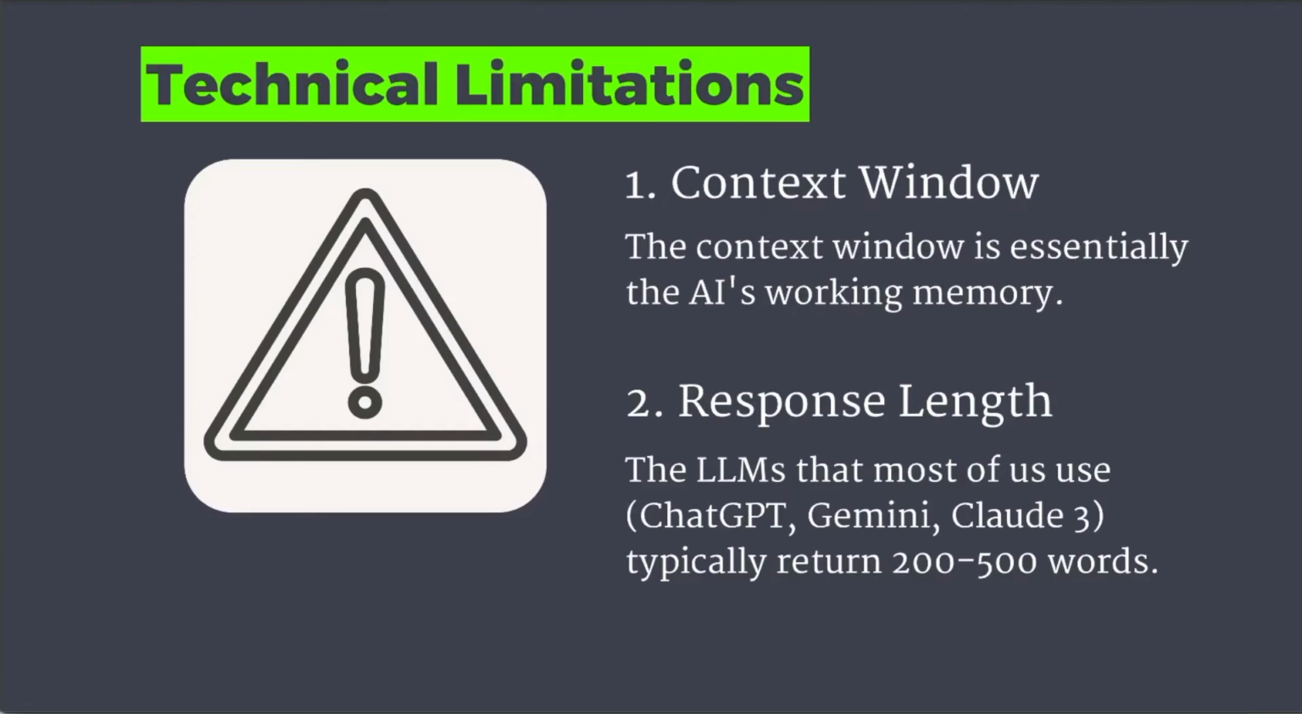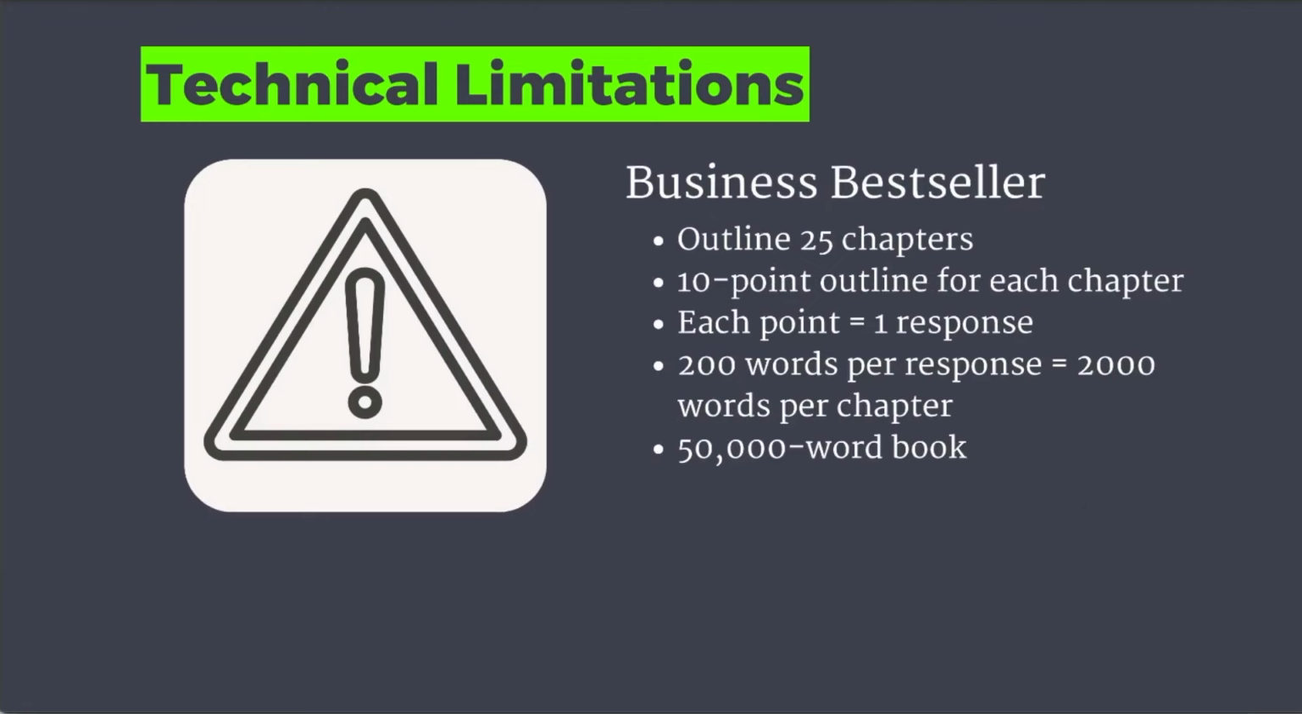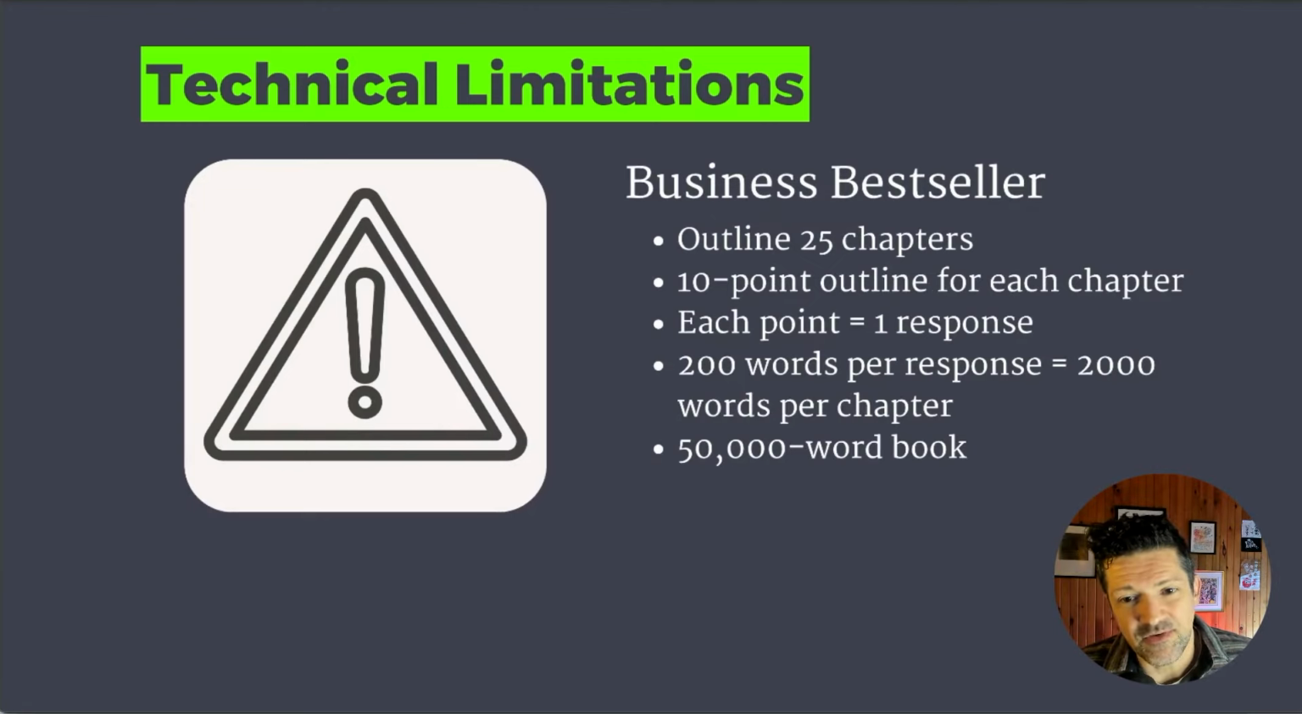Okay, so that was looking at everything from the context window limitation. Now, I think probably the more critical limitation is the response length. So this is the amount of words that the large language model returns. And on average, it's somewhere in the realm of 200 to 500 words. Again, you can get that up a little bit higher, but that is far shorter than even a short chapter. So we need to break things down even further.